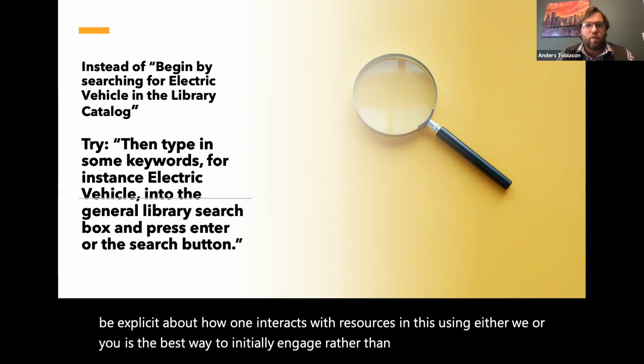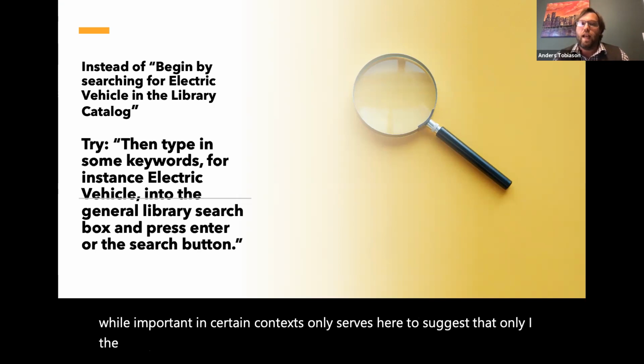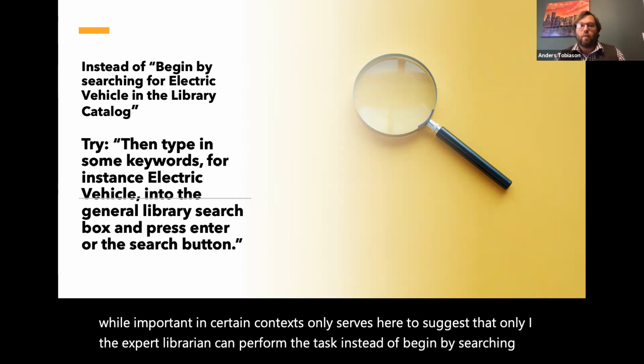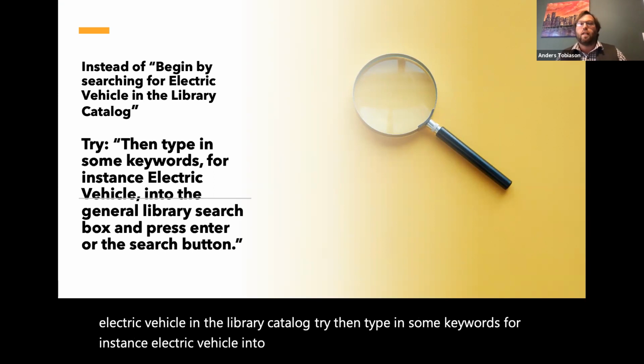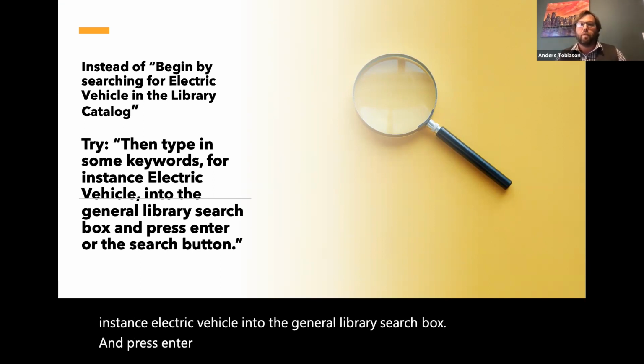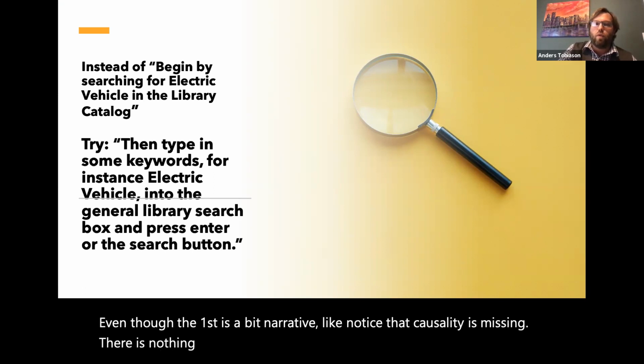A first-person narrative, while important in certain contexts, only serves here to suggest that only I, the expert librarian, can perform the task. Instead of "begin by searching for electric vehicle in the library catalog," try "then type in some keywords, for instance, electric vehicle, into the general library search box and press enter or the search button." Even though the first is a bit narrative-like, notice that causality is missing. There is nothing explicit about how to actually perform the search.